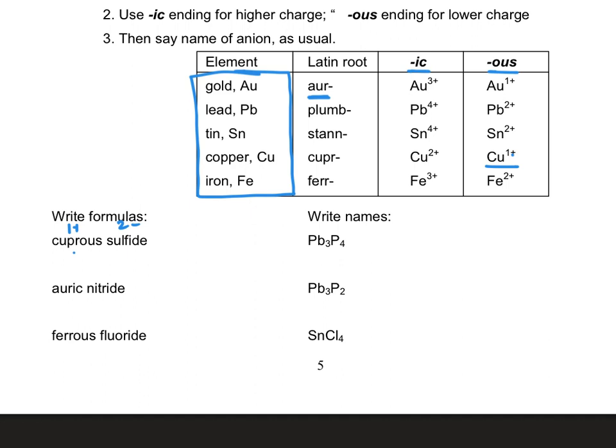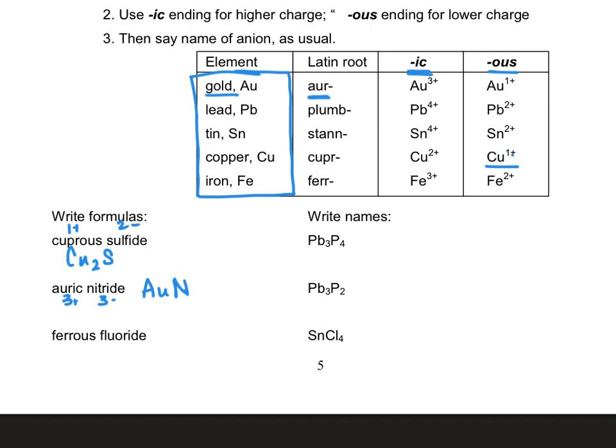Sulfide is still 2-, so this is Cu2S. That's all that is. Auric nitride, that's going to be gold with the 3+. Nitride is a 3-. This is going to be AuN.